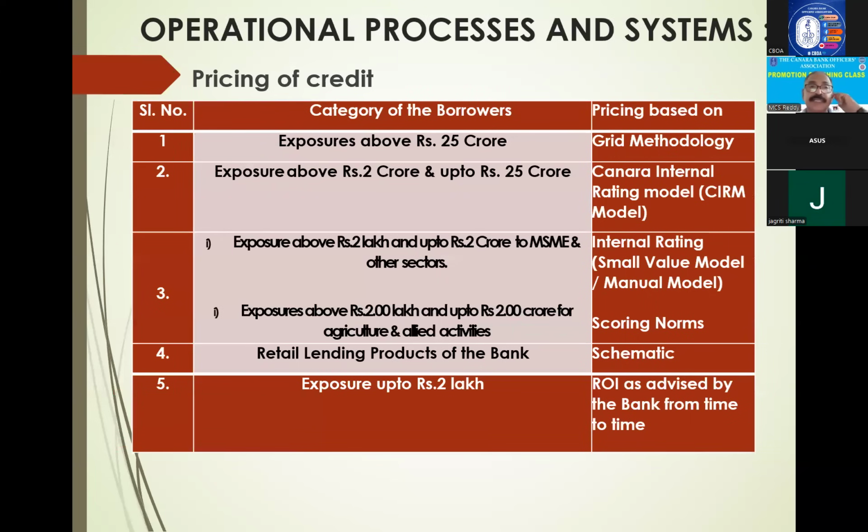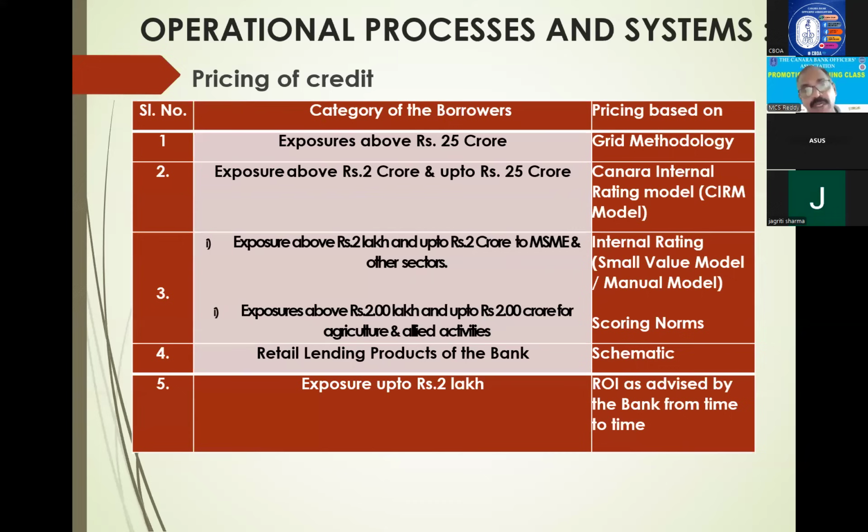Now, operational process and systems, pricing of credit, how we will fix the rate of interest. For exposures above 25 crores, it is grid methodology. Grid methodology, whatever external rating agencies are doing, basing on that we will fix. And above 2 crores to 25 crores, CIRM, our internal ratings. As I told you, it was developed along with CRISIL long back. Now we have developed our own. It is the CIRM internal rating model. For 2 to 25 crores, basing on our CIRM, we will fix. Even up to 25 crores, if both ratings are there, external as well as internal, you have to consider internal only for our decision-making purpose, either delegation or for your ratings purpose, up to 25 crores.